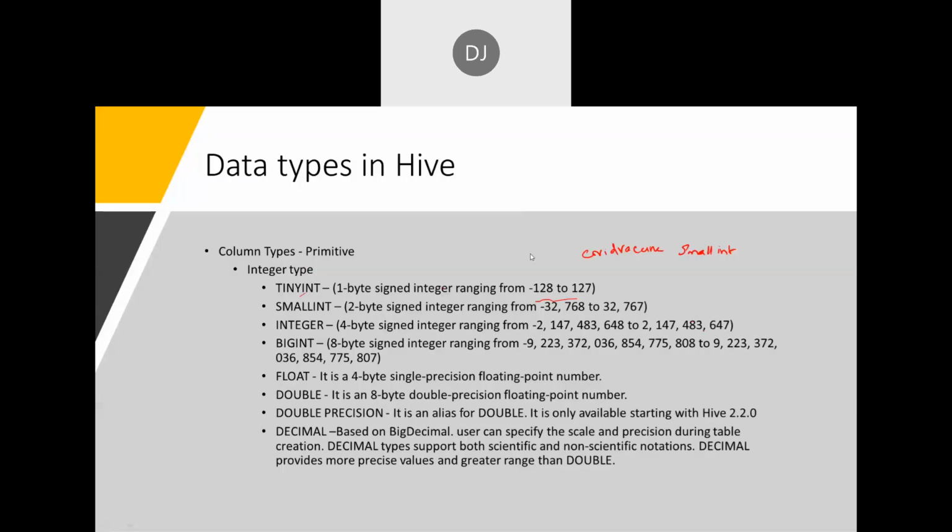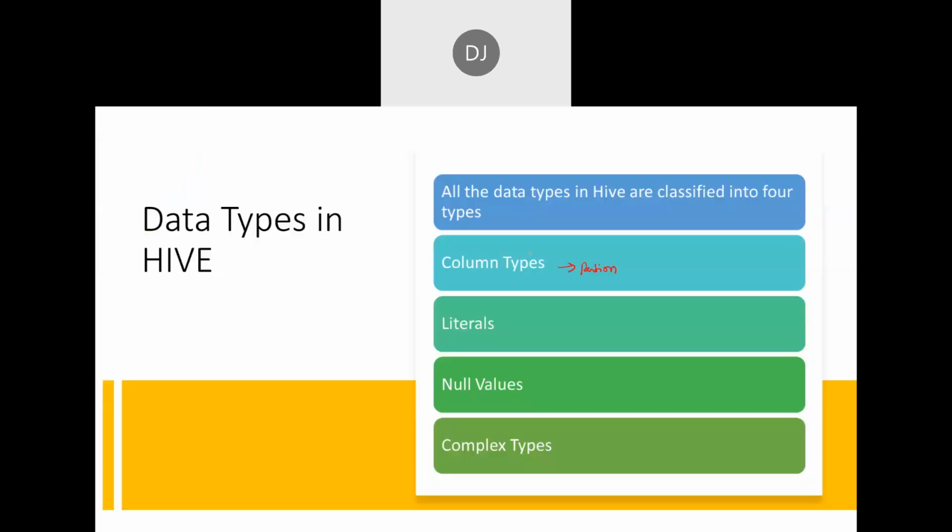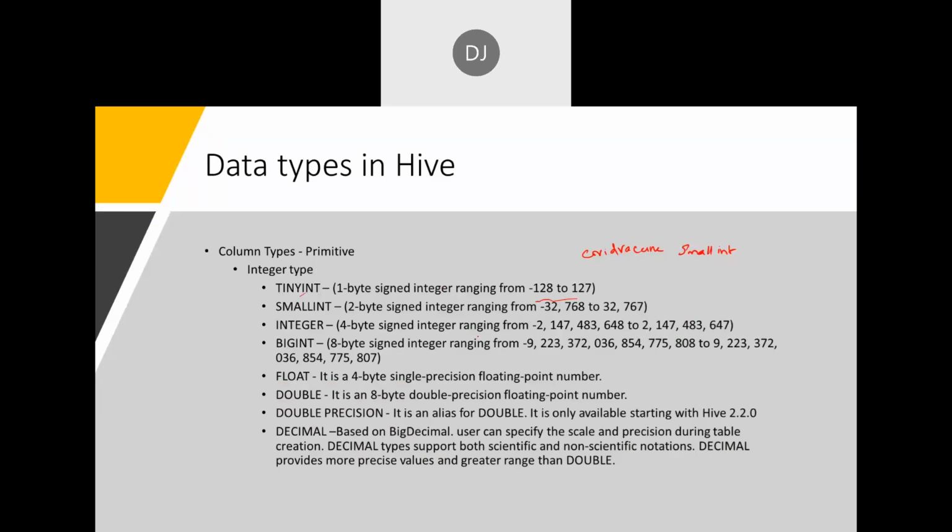Okay, we were seeing about the data types now. Float is a 4 byte, single precision floating point number. With the dot there is only one precision. Double is a double precision, it will store 8 bytes, and it is also allowed. Same like double only, but you can write in the data types as double precision. And decimal is based on big decimal.